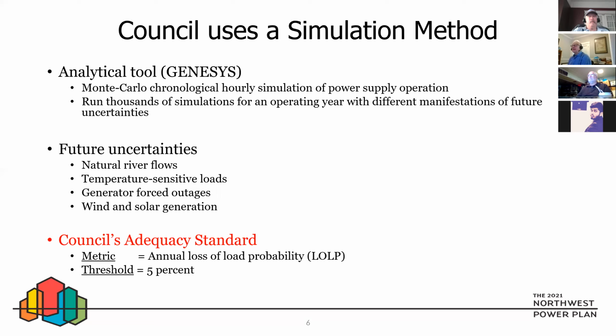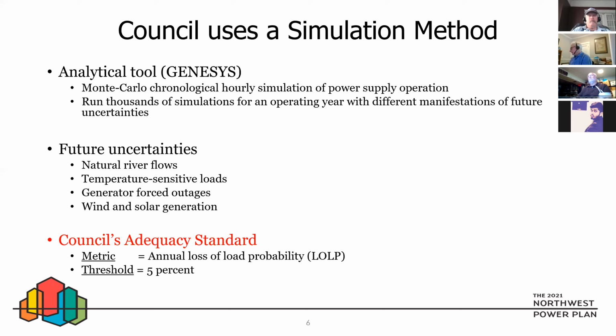of these future uncertainties. In the past, until this year, we've been using the historic natural river flow record from 1929 through 2008. We've used observed hourly temperatures from 1949 through 2017 as a source for us to forecast what future loads might be. In other words, we can get a repeat of those temperatures in the future. Not we can, but if we did.